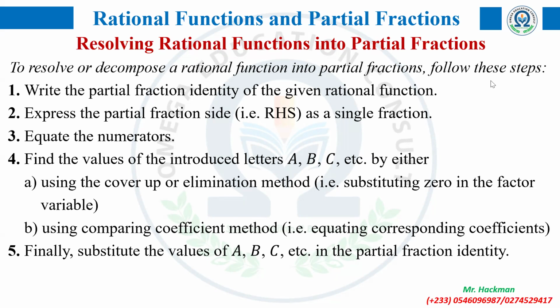Then B, using the method of comparing coefficients, i.e., equating corresponding coefficients. We know how to do that from polynomial identities. Then finally, what do you do? When you find the values, you have to go and substitute the values. So finally, substitute the values of the A, B, C, etc. into the partial fraction identity.